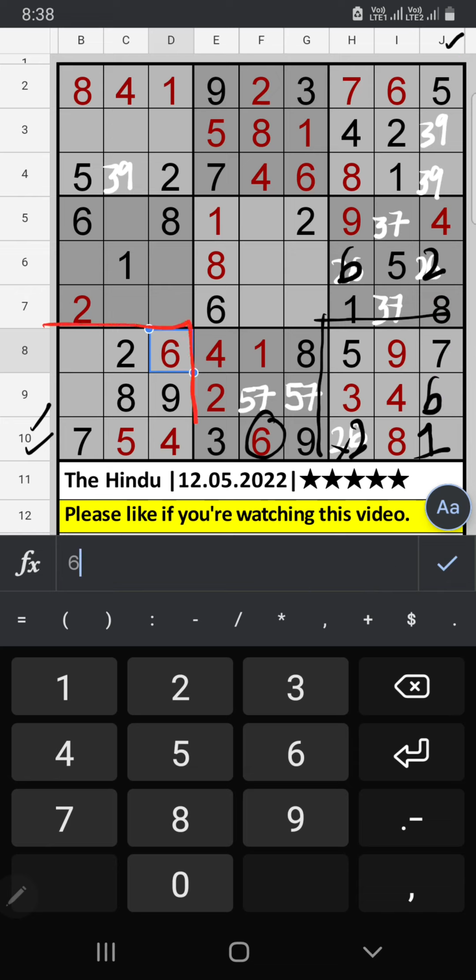7th row, 2 numbers are remaining, 1 and 3. 8th row, we already have 1. So 1 can't come in the cell. 1 is confirmed here. Then 3 is here.